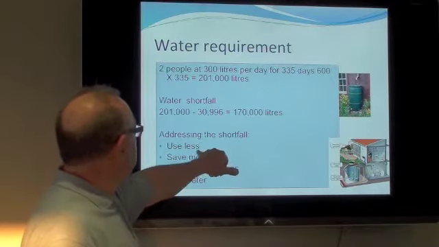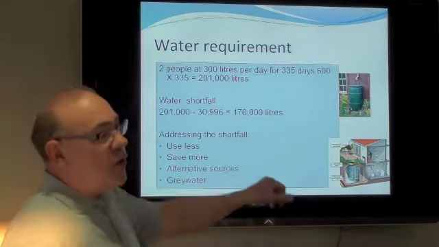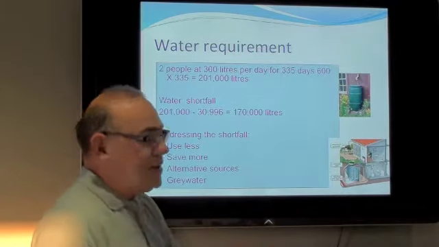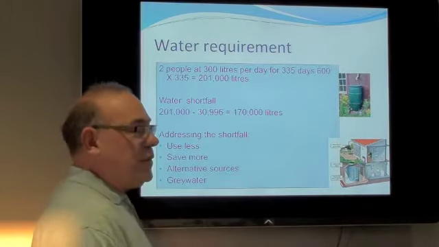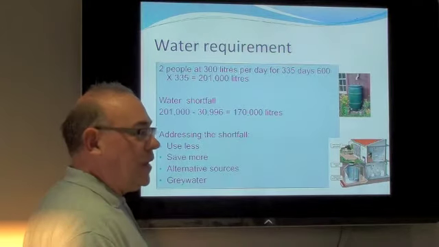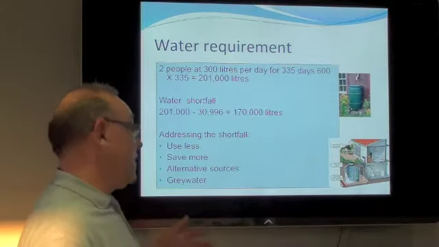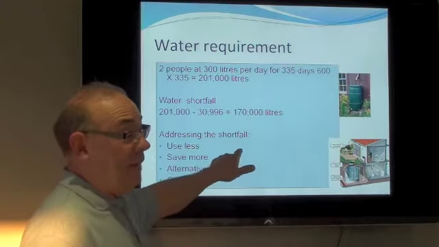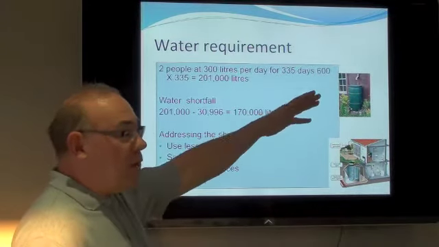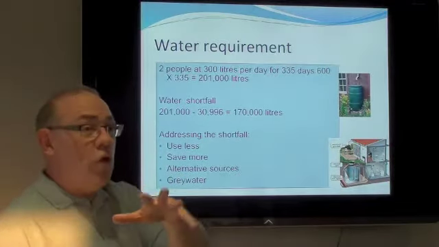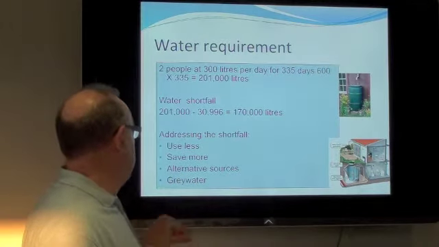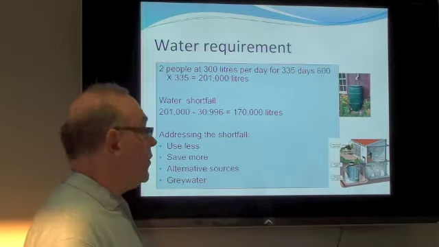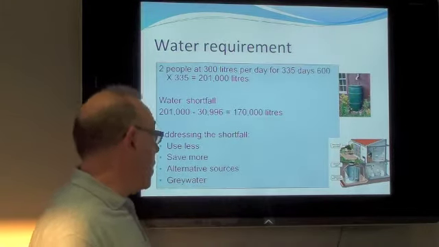Addressing these shortfalls, number 1, use less. Here at the Verico home, we're talking about ultra efficient faucets and washing machines and low flush toilets. Everything you can do to use less. Save more, meaning add catchment. Put a porch up, metal roof, you can get more catchment. Use your garage, use other buildings. Alternate sources, well, you're talking water mains, wells, or aquifers. And of course, grey water recycling.